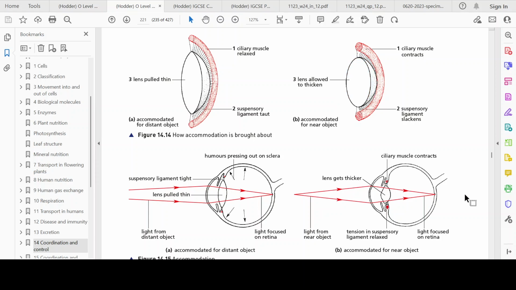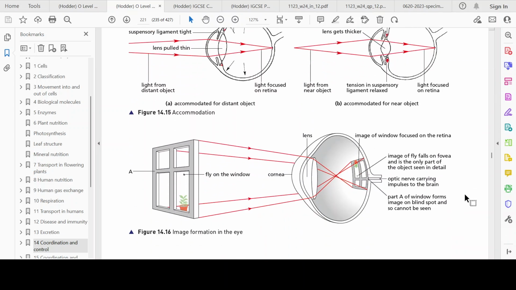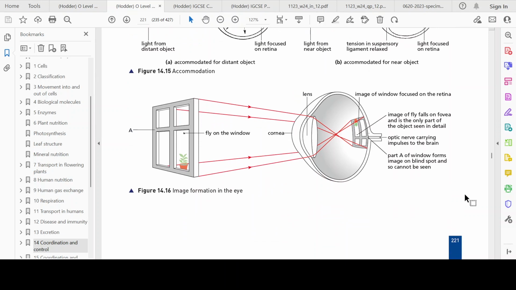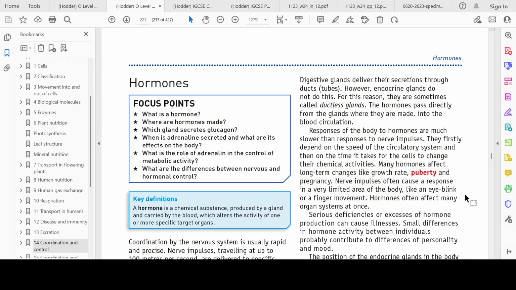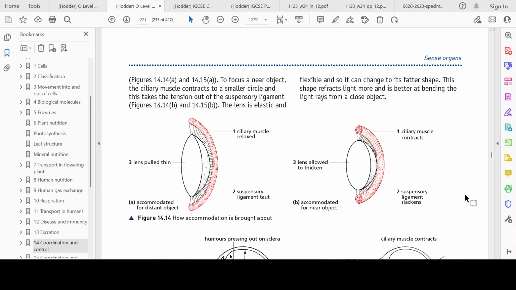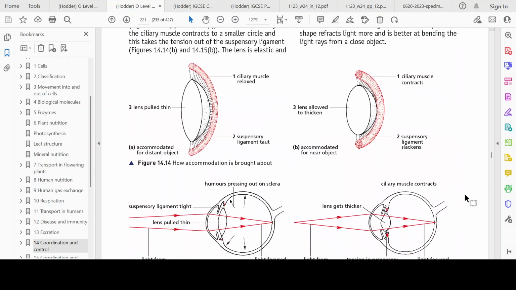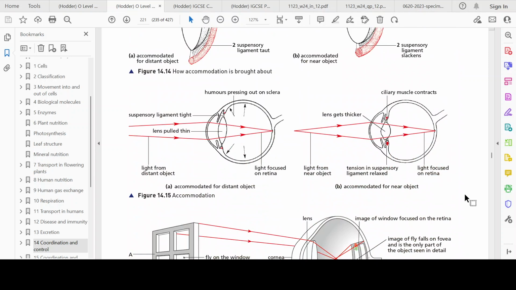Why is it causing the light to refract more? Because the light is coming from a nearby source and you need to quickly cause it to bend and focus on the retina, right? If it's not able to do that, or if light is coming from a faraway source and it's not able to focus it properly, that is when you have conditions of the eye where you need correction glasses, right? And I believe we've talked about that in physics.